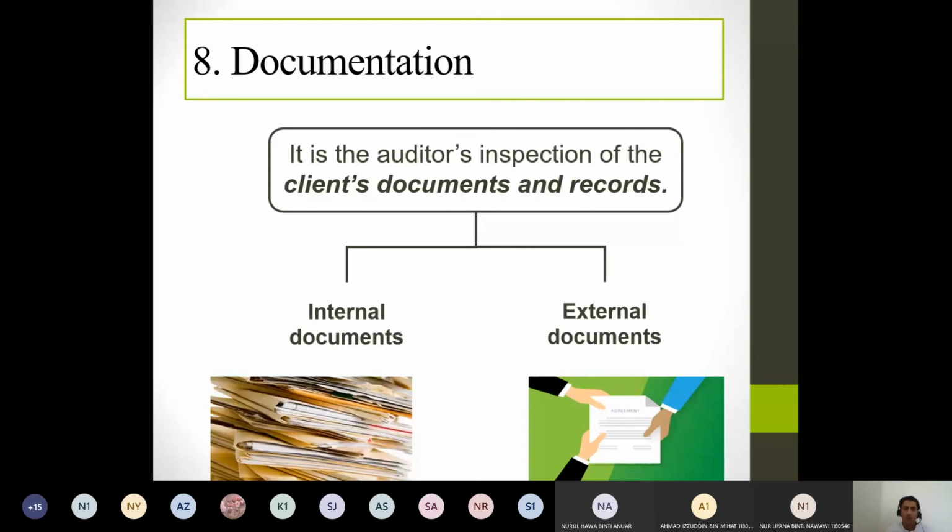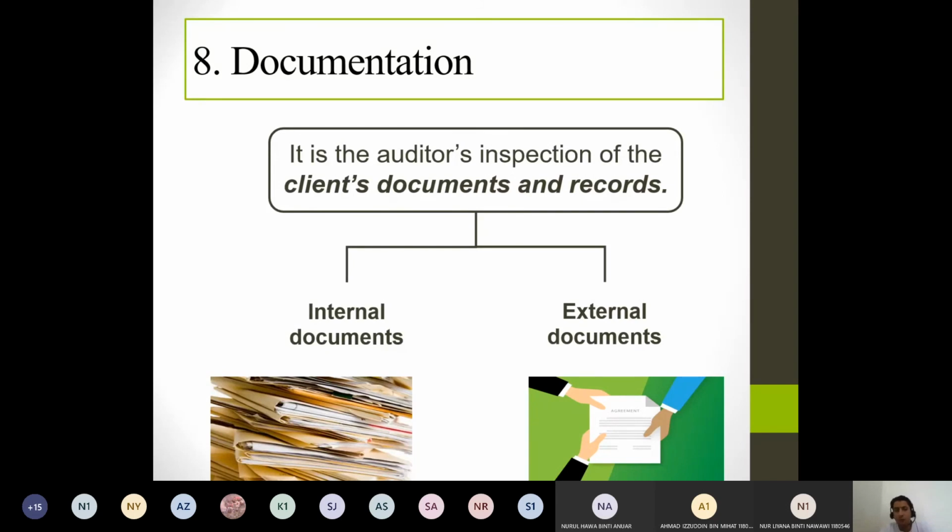So the auditor can also collect documents, and the auditor will inspect the client's documents, which are either internal documents or external documents. Internal documents means provided and issued by the client itself. But external documents come from a related business party, either from the bank, from the lawyer, from the government, from the suppliers, from customers.